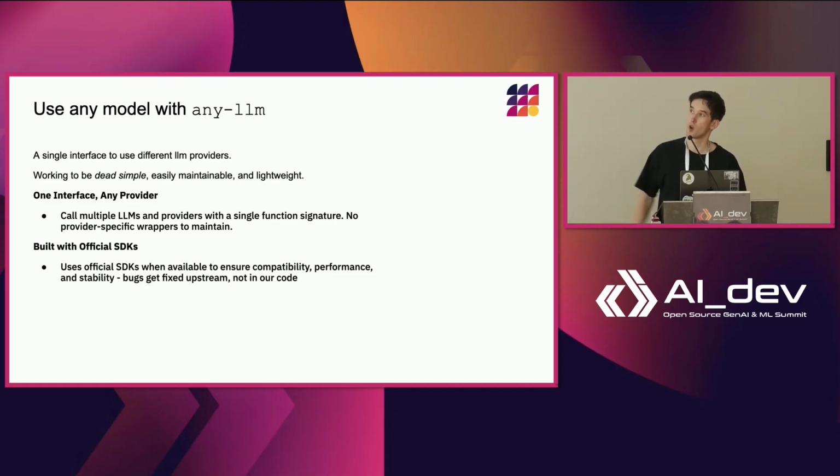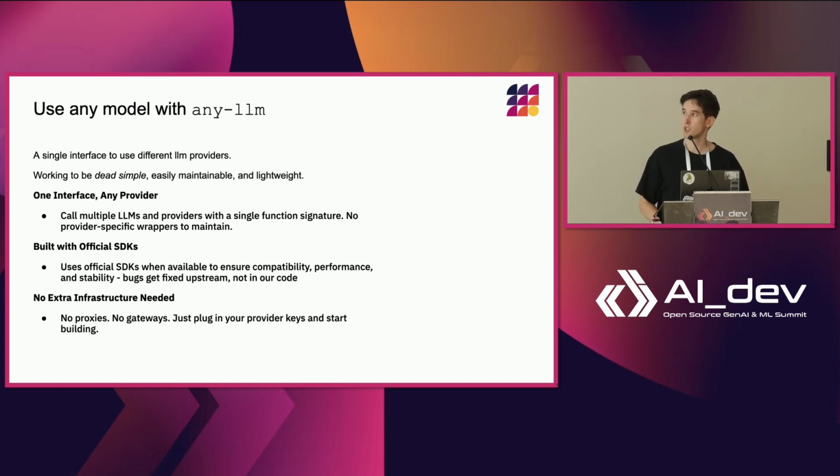Even if you're using the OpenAI standard, often it looks like it's going to be compatible when you switch, but then you'll run into a bug because one of the providers has added in something you didn't expect. So we use the official SDK, so all of the bugs get fixed upstream, not in our code, which means it's really nice and lightweight. And obviously, it also doesn't need any extra infrastructure. There's no proxies, no gateways. You can just plug in your API keys and get started.